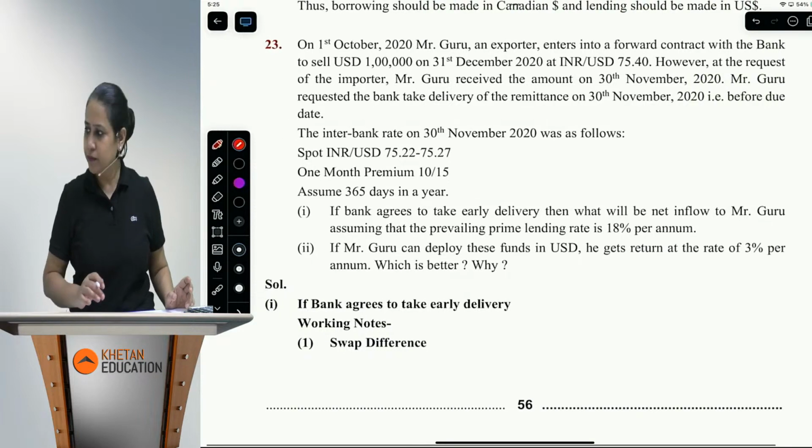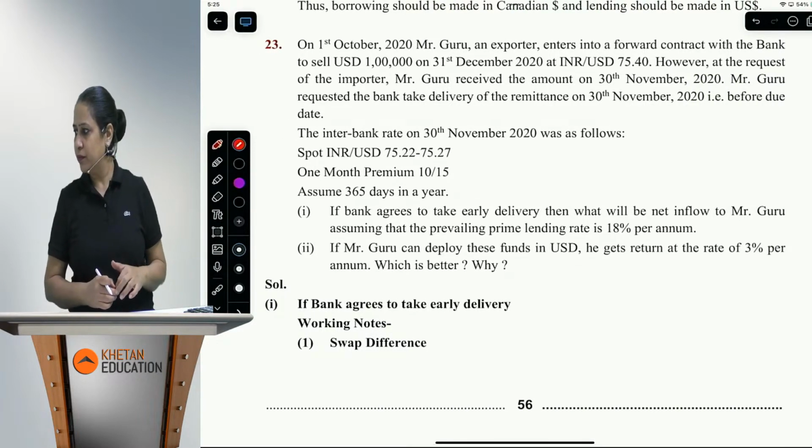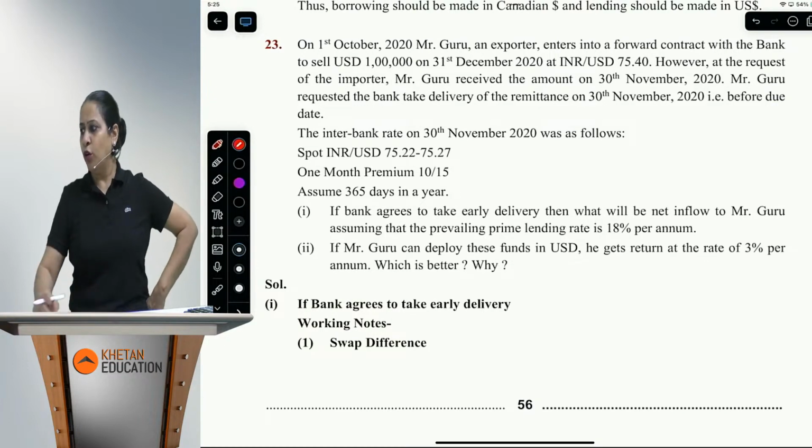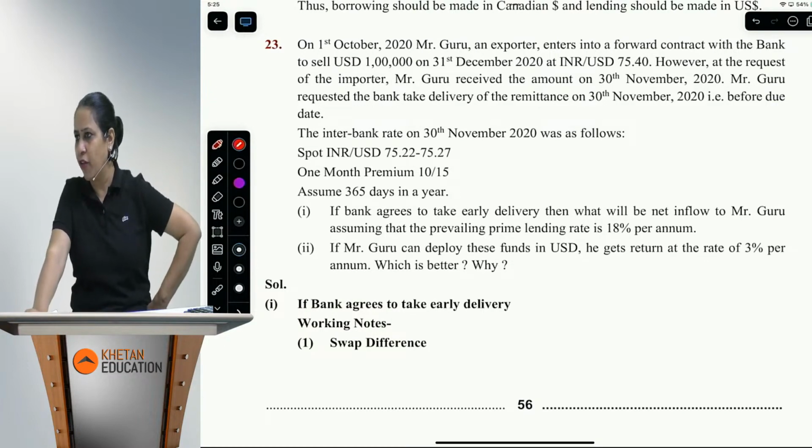No, not necessarily, Viru, not necessarily. They can give you from the customer's perspective only, not necessarily that they would always give you from the bank's perspective. But yeah, the answers have to be calculated from the customer perspective only, of course.